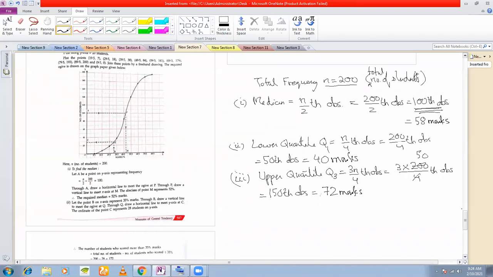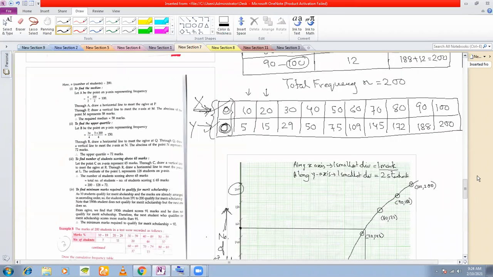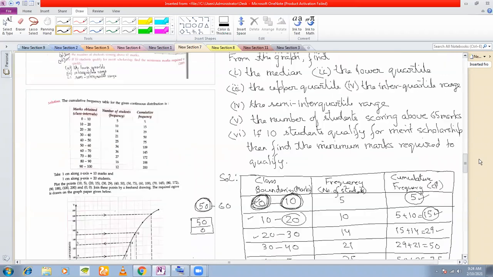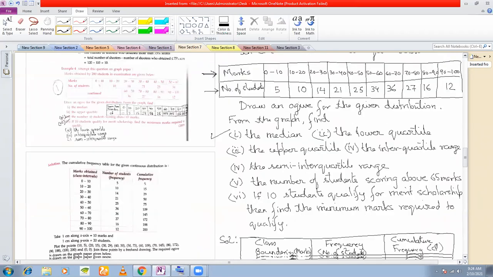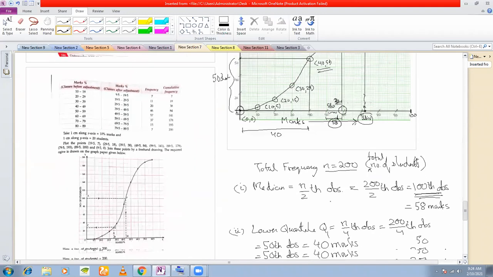Okay. So this is how to locate the median, upper quartile, and the lower quartile. And we shall answer the next question. First 3 questions have been answered: the median, the lower quartile, the upper quartile. Interquartile range, Q3 minus Q1. That one is easy.